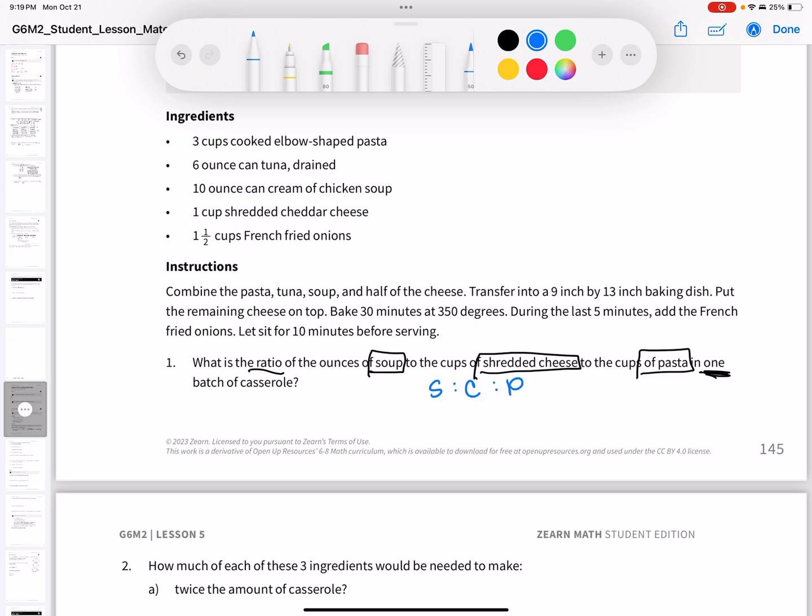So I go up here, chicken soup is 10. So we would write 10 to the cheese is 1 cup to 1. And then the pasta is 3 cups. So my ratio should be 10 to 1 to 3.